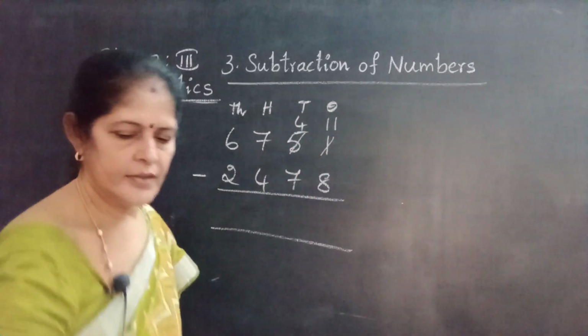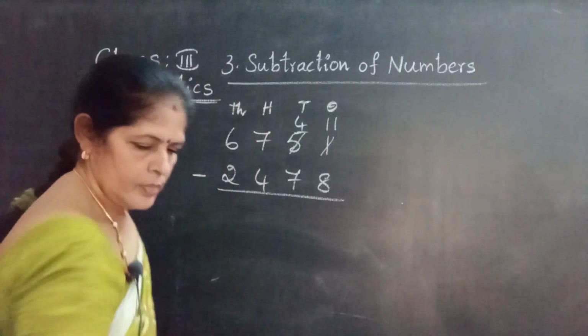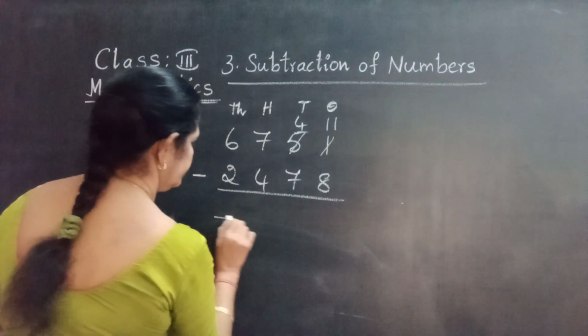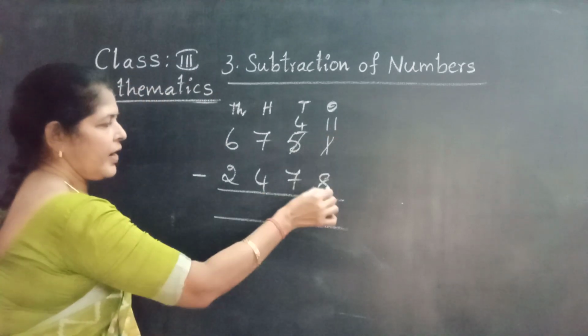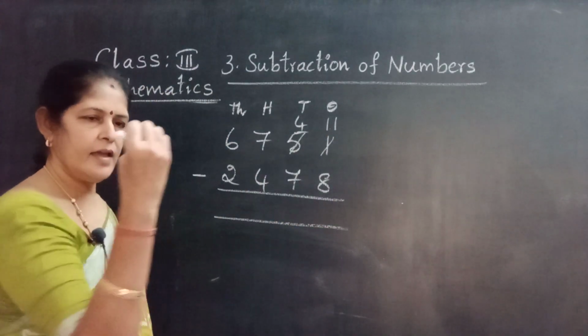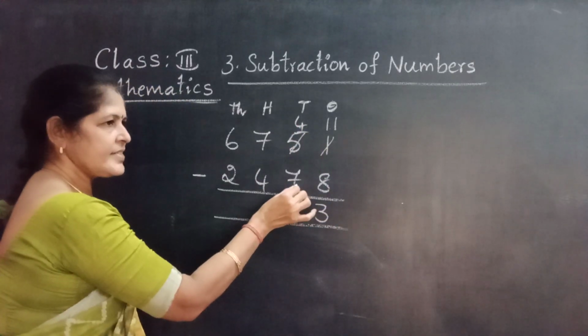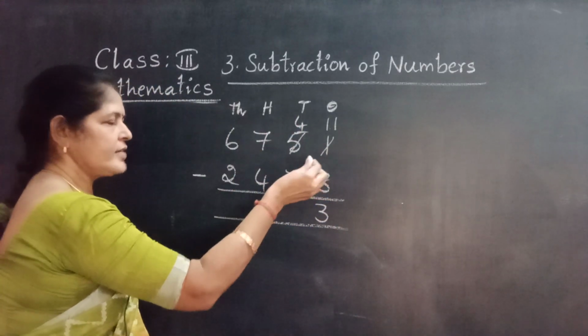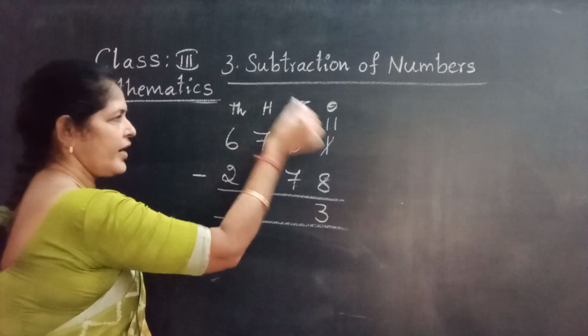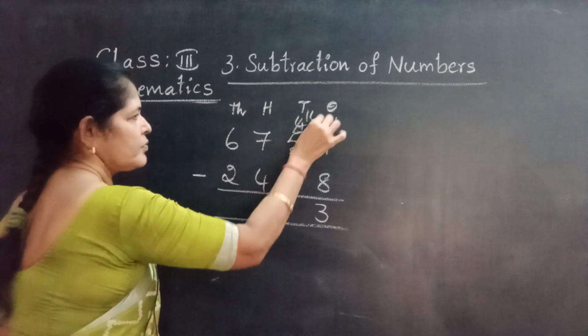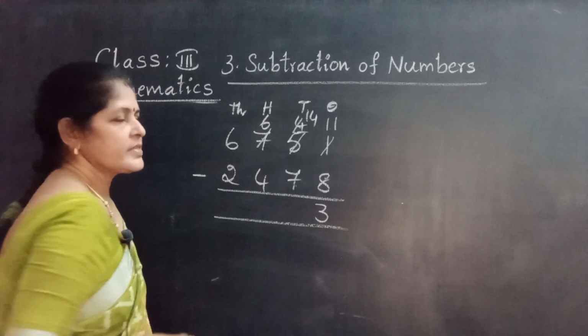Okay, understood? Eleven minus 8, 9, 10, 11, 3. 4 is less than 7. Again concept, one number moving from hundreds to tens. 4 becomes 14, 7 becomes 6.